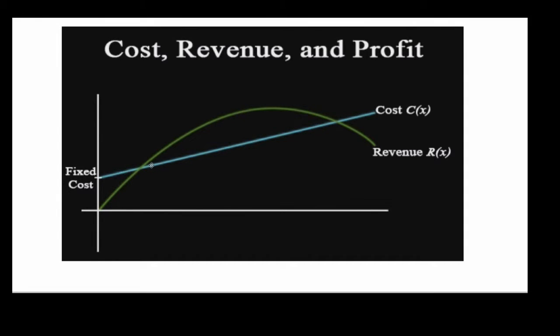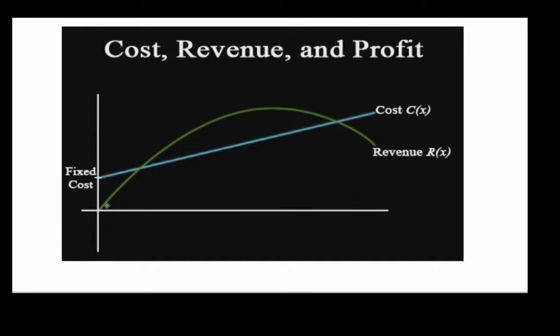That means as we produce each item, the cost goes up by a fixed amount. Say it's costing us 30 cents to produce each item. So the gradient of this line would be 0.3 in that case, if this axis is in dollars. The revenue function is a little bit more interesting.